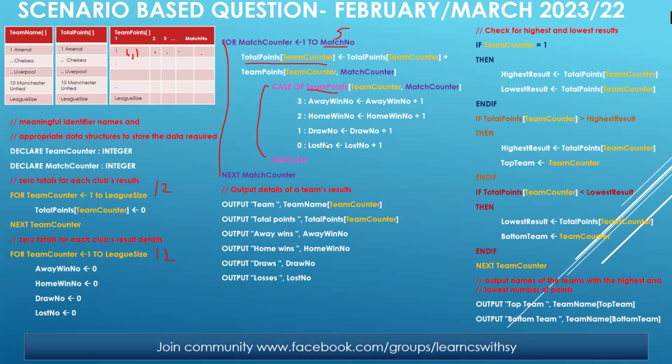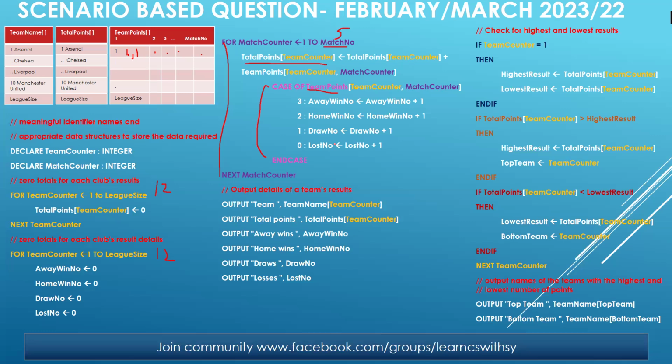Then we are simply checking the team points value, and deciding whether it is an away win, a home win, a drawn match, or a lost match. In this manner, we perform the counting, adding 1 for each situation that is met.